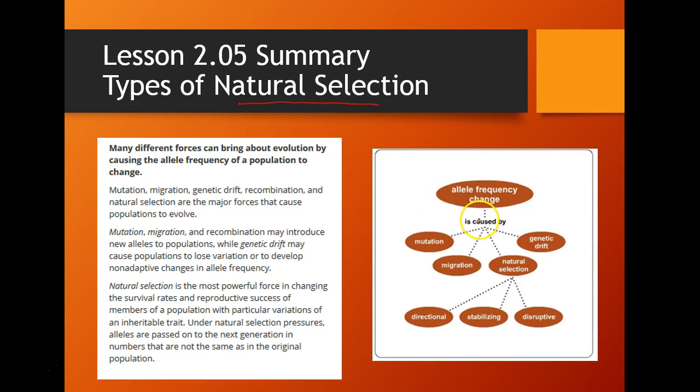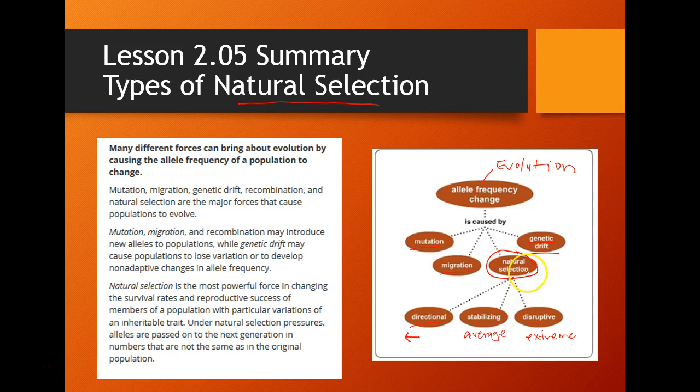So let's look at a summary. Remember that allele frequency change, which is pretty much another way of saying evolution, can be caused by mutation, migration, and genetic drift. And we focused on one of the causes, natural selection, today. We looked at the different types of natural selection. One is directional, where it goes in one direction, right? One of the traits is favored. Stabilizing, where we have the average favored. And then disruptive, where we have the extreme ends favored, right? So again, those are different types of natural selection.